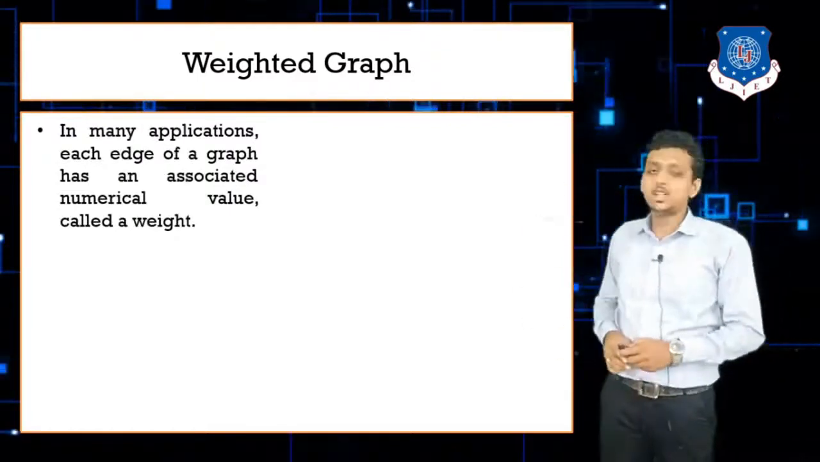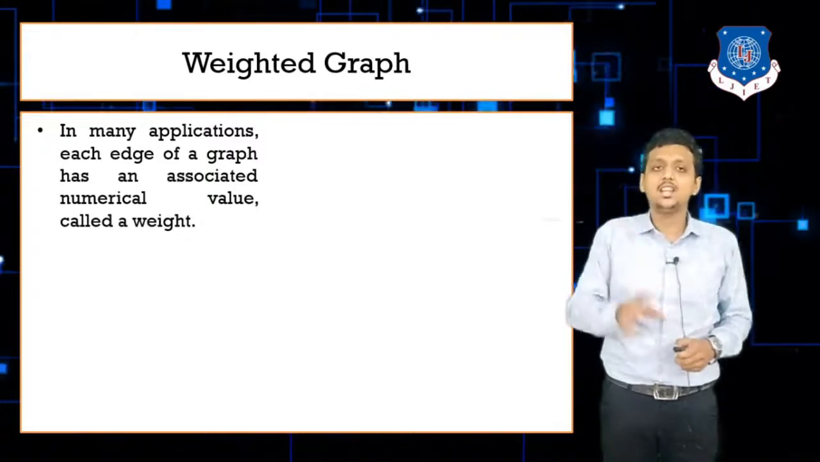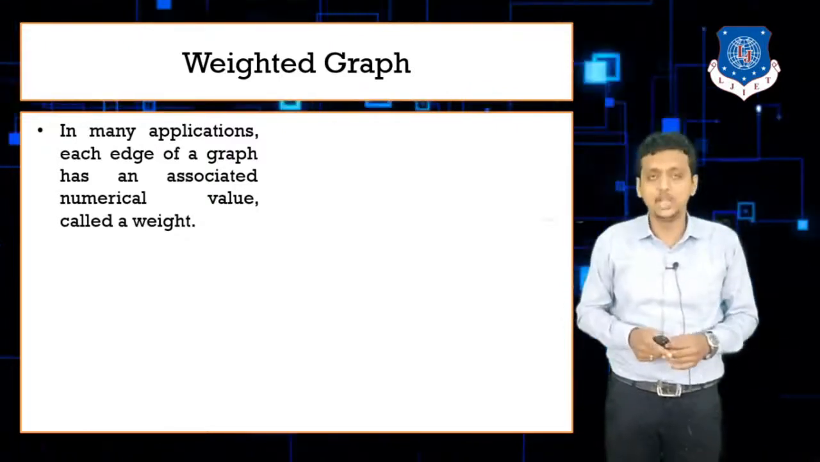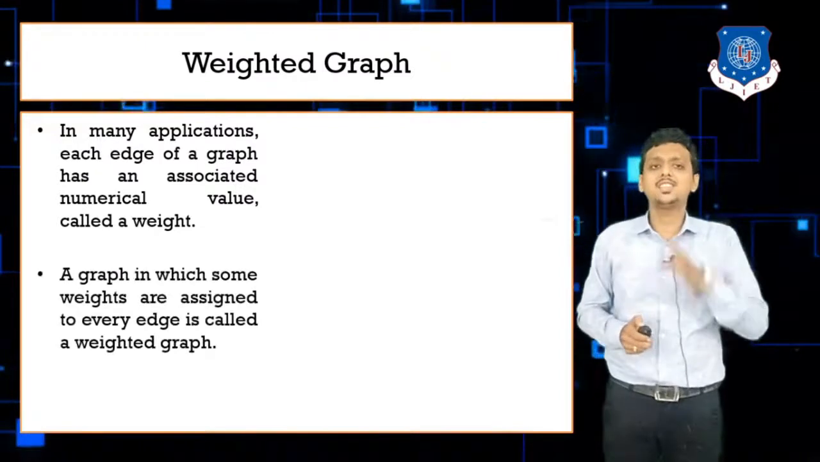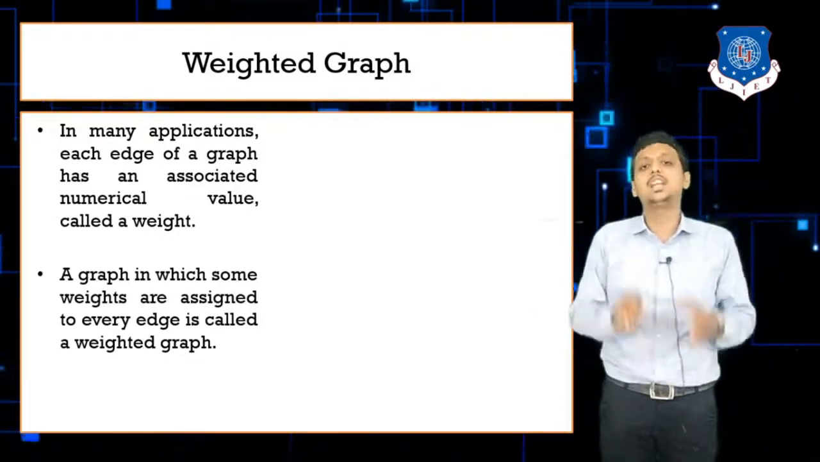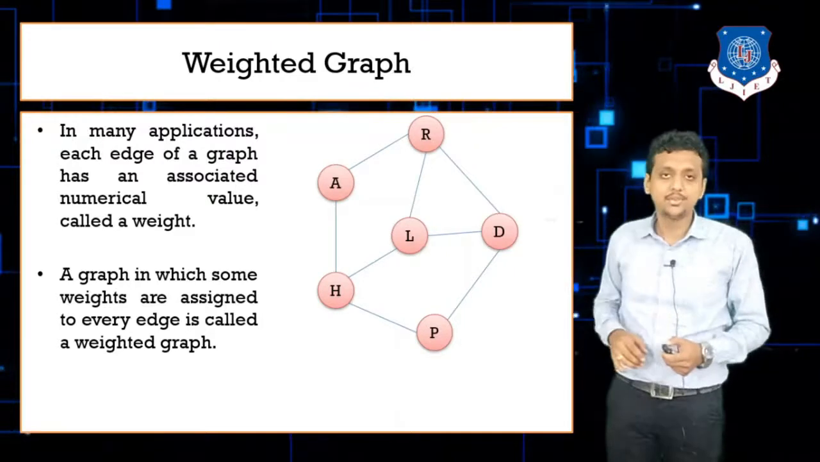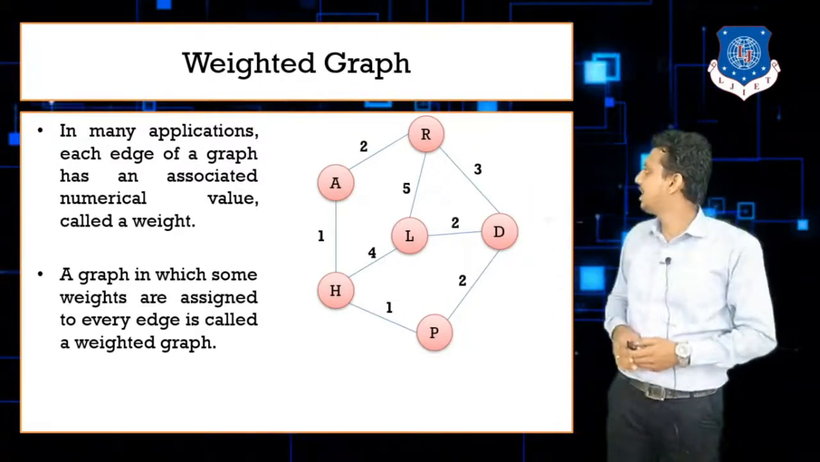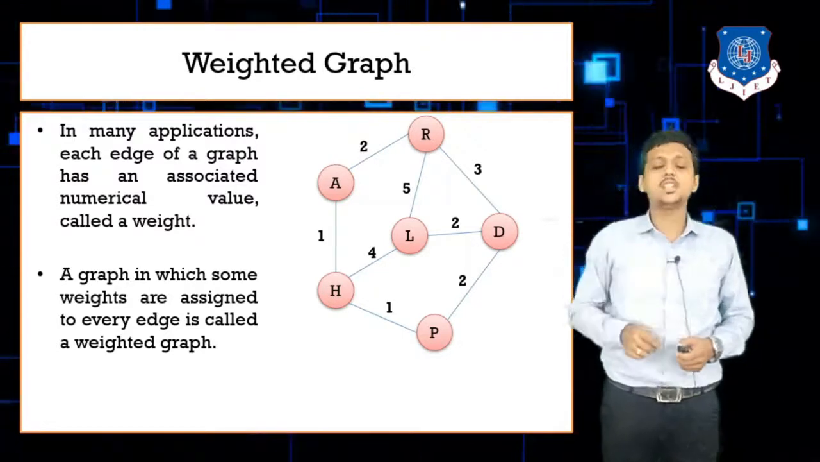In so many applications of graphs, students, each edge of the graph has an associated numerical value. That numerical value is known as weight, and such a graph that contains weights is known as a weighted graph. See, this is my graph, and here are some weights. The number on the edge is known as weight.